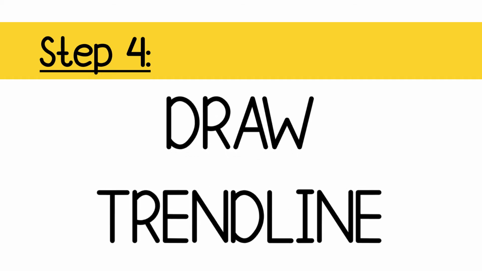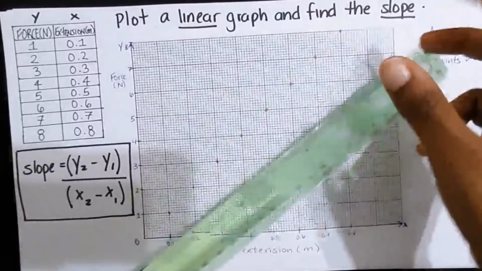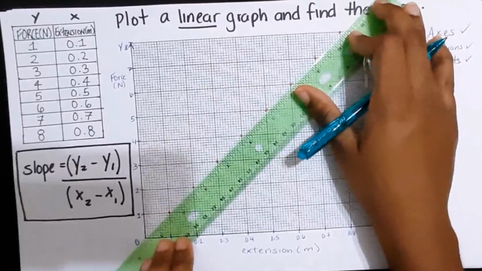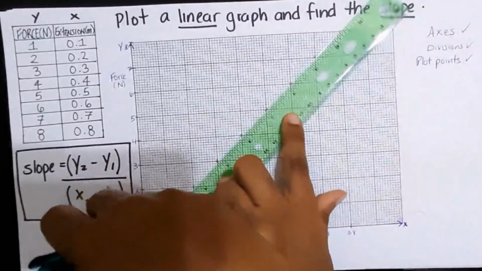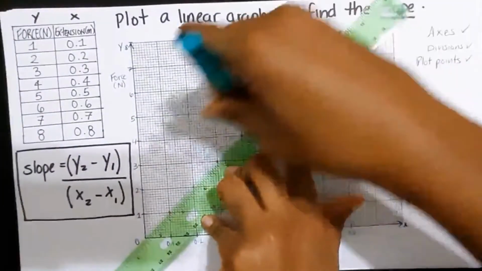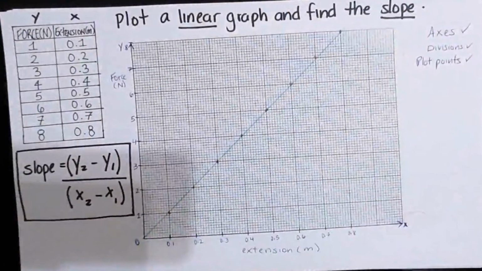Step 4. Draw a trend line. Look at the trends of our data points and we see that it's a straight line. So we take our ruler and draw the best line. This is called a trend line. A straight trend line tells us that these two quantities are changing, or in this case, increasing at the same rate.